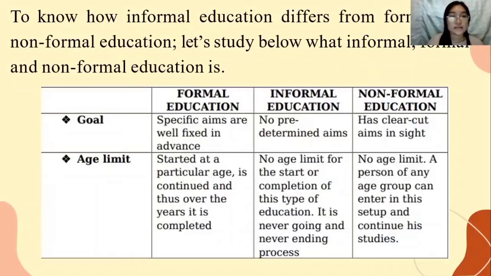When it comes to age limit, formal education starts at a particular age. It is continued and thus over the years it is completed. While in informal education, there is no age limit for the start or completion of this type of education. It is a never-ending process. And in non-formal education, there is also no age limit. A person of any age group can enter this setup and continue his studies.